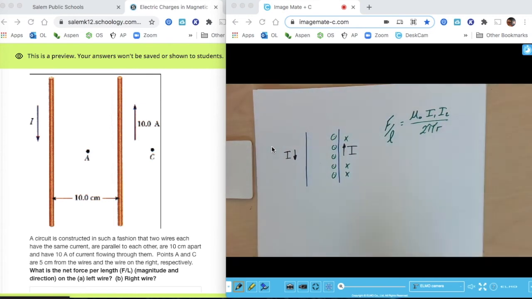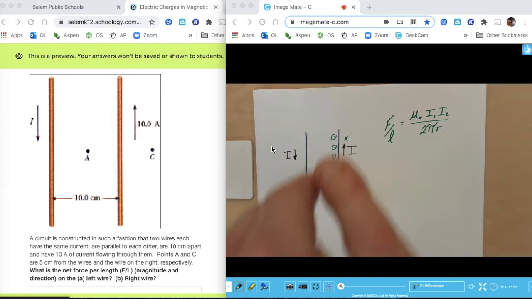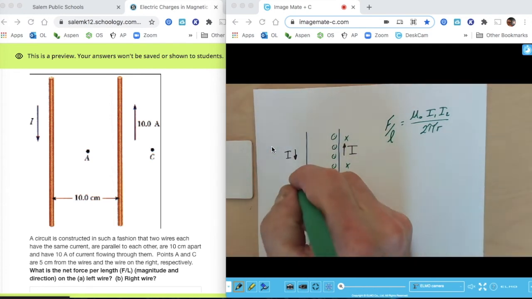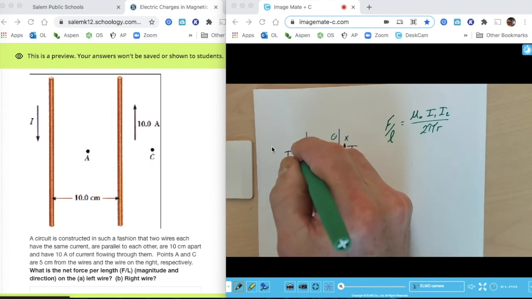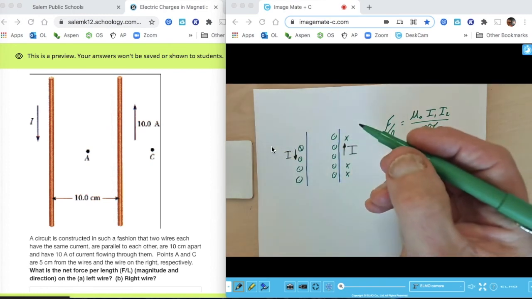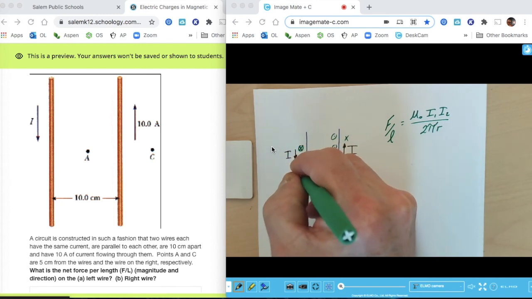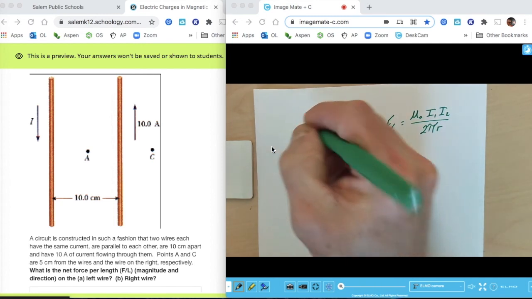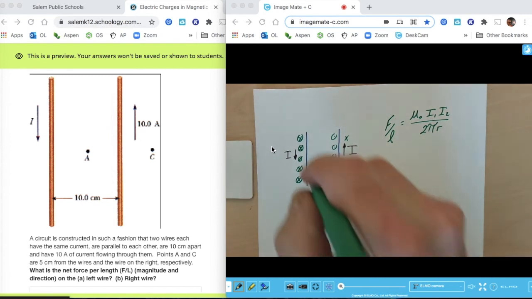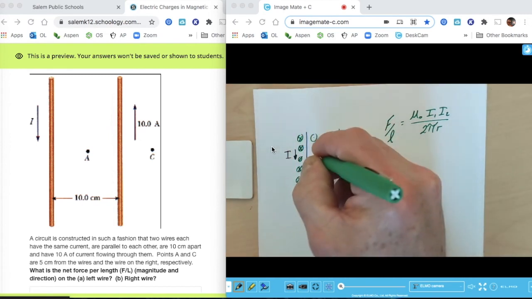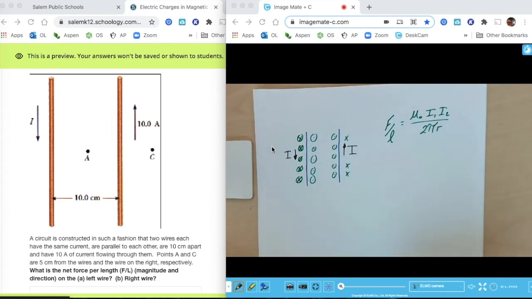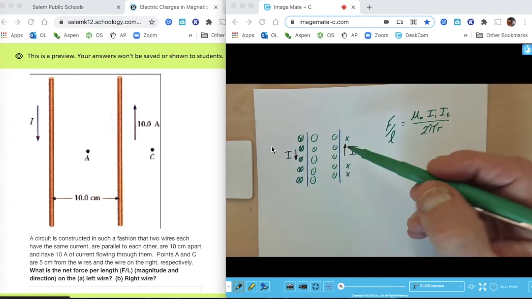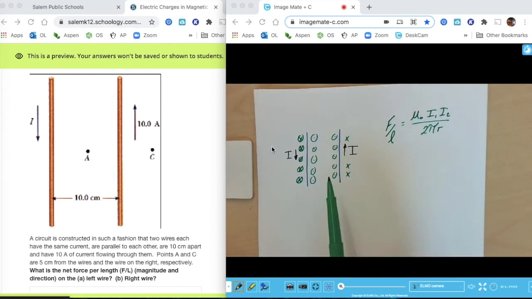And then let's do it for the other wire too. The other wire, the current is down, so it's into the page on the left side of this wire, into the page on this side, and out of the page on this side. So some people just commit it to memory: when the wires have currents in opposite directions, it's a repulsive force, and when they have currents in the same direction, it's an attractive force.